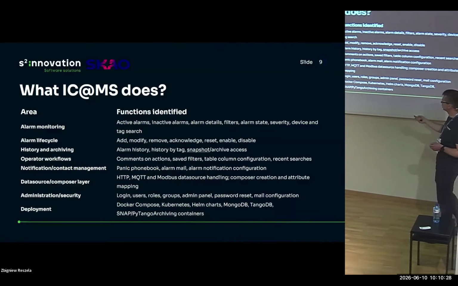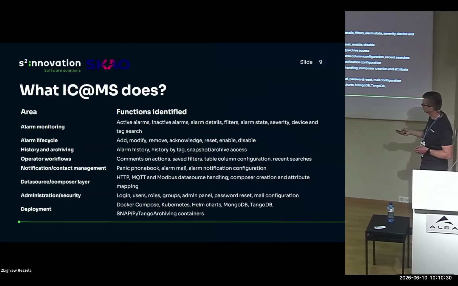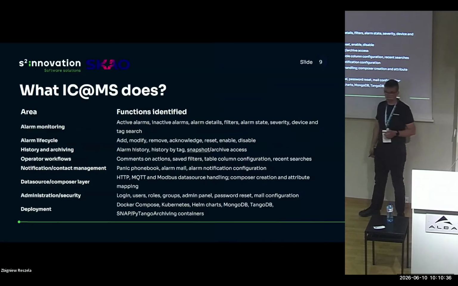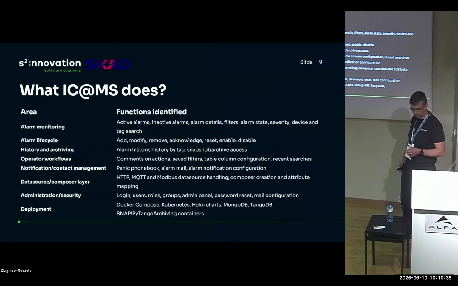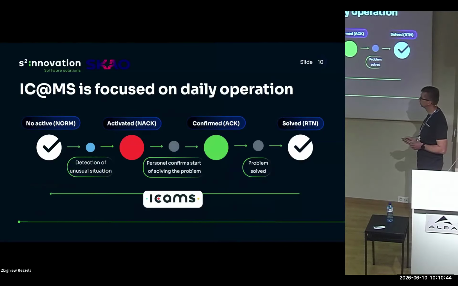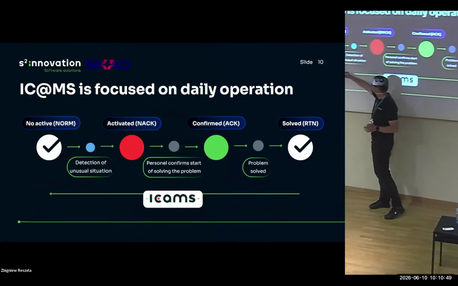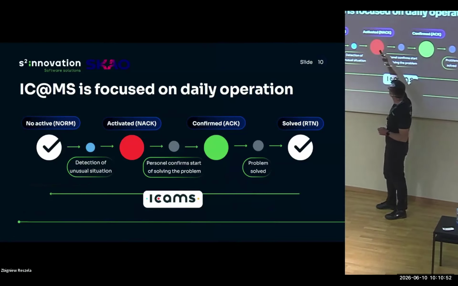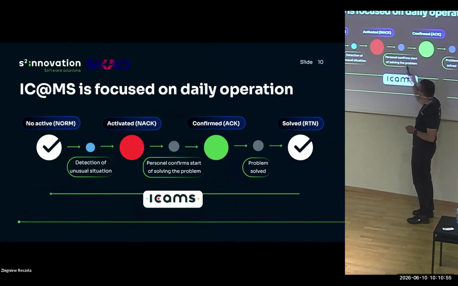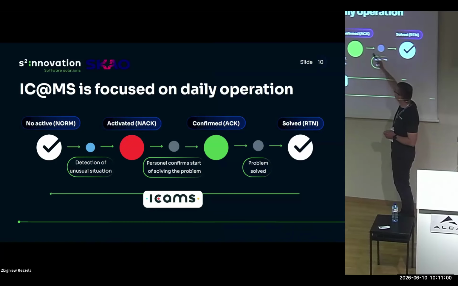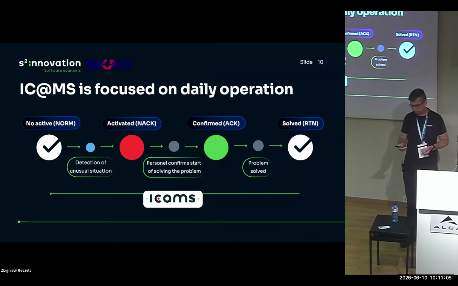And then there is also the administration, and it is Docker and Kubernetes friendly with all the stack. It is really convenient to deploy it. So how does it work? If everything is good, no active alarm. When the alarm is activated, then there is activation. Then the personnel confirms that it is working on the alarm. So then the alarm is confirmed. The problem is hopefully solved, and then the alarm disappears.